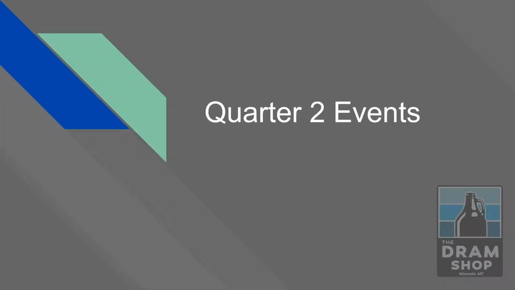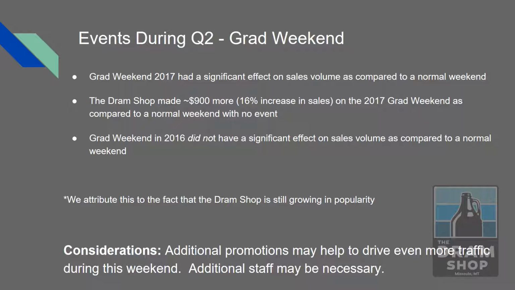So for quarter 2, the event that we chose was graduation weekend. We found that grad weekend in 2017 had a significant effect on sales volume compared to a normal weekend in Q2. The Dram Shop made about $900 more in sales during grad weekend compared to a normal weekend, which was a 16% increase in sales. Grad weekend in 2016 did not have a significant effect.